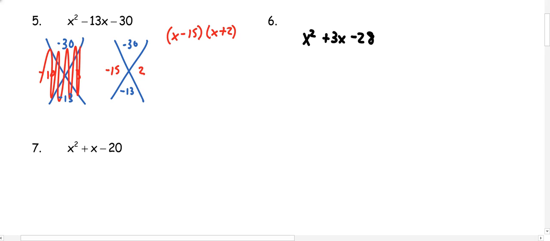In number 6, we have x squared plus 3x minus 28. So we need two numbers that multiply to -28 but add to 3. This time, the bigger number is going to be positive. Two numbers that multiply to -28 are 7 and -4, and those add to 3. So we would have x plus 7 and x minus 4.